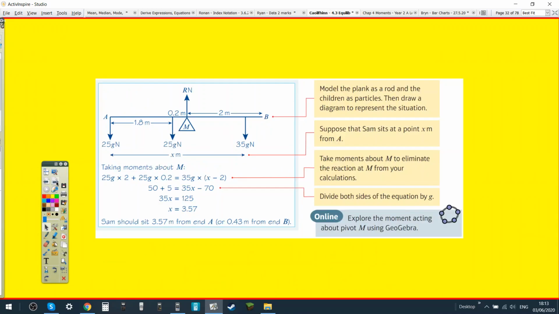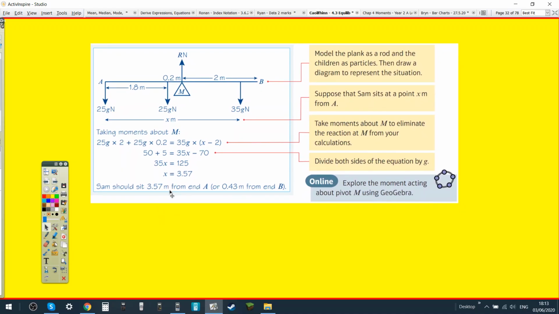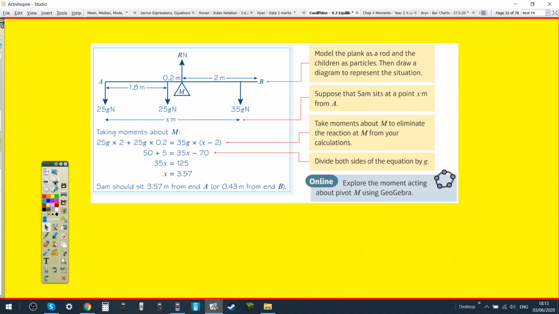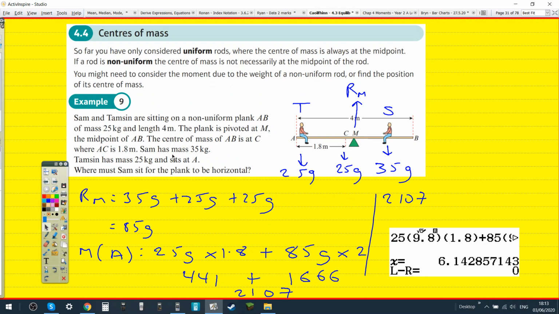Let's see. So he's saying that's from one end. 25g. So they're taking moments from there. Hang on, what was the question asking us to find? To be horizontal. So it's okay. Hang on. How big is this plank? Plank is only 4 meters. Yeah, I'm confused.